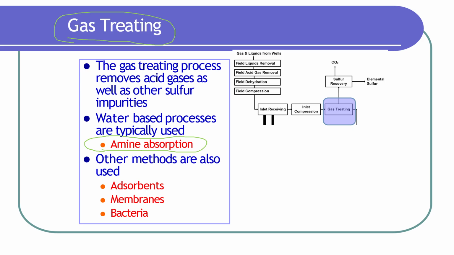And you can also use other processes that can be found in some of the plants in the world nowadays, such as the adsorption process, membrane process, and bacterial desulfurization. And we can discuss what we mean by bacterial removal of, for example, sulfur using bacteria toward the end of this chapter as well.